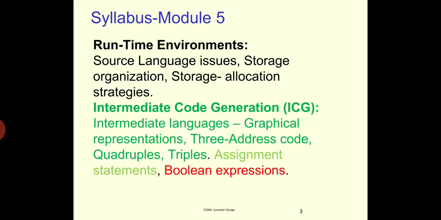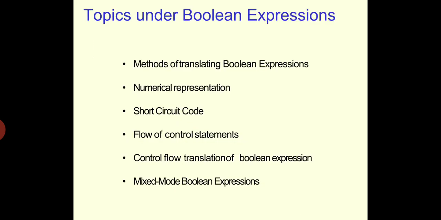The syllabus shows that Boolean Expressions comes under intermediate code generation. That means how Boolean expressions get translated into intermediate code is discussed here. The topics under Boolean expressions are methods of translating Boolean expressions, numerical representation, short-circuit code, flow of control statement, control flow translation of Boolean expression, and mixed mode Boolean expression. Usually this is a topic asked in a university question as a small essay for 7 marks.